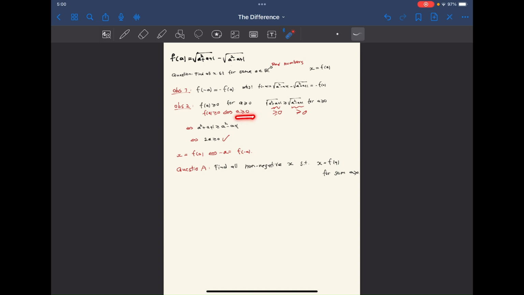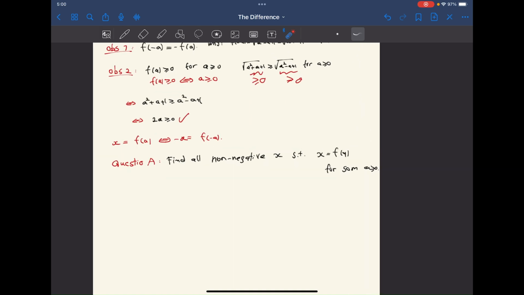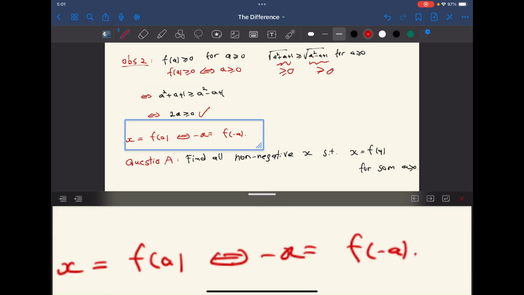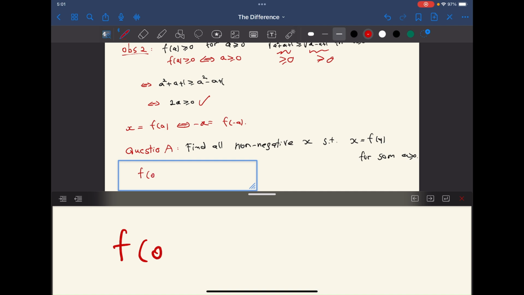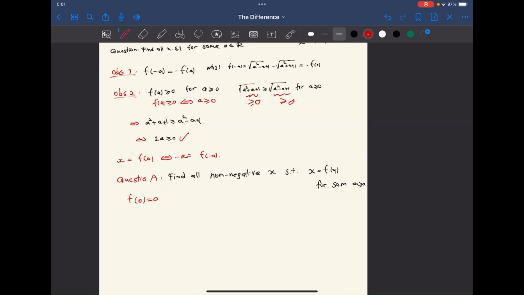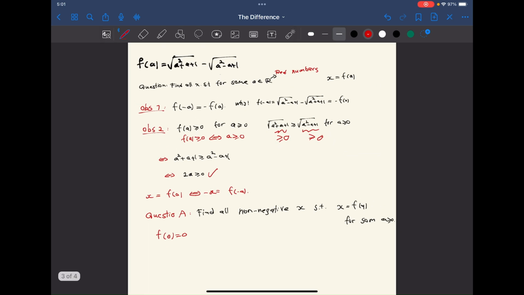And so we can also say that f of a is non-negative if and only if a is non-negative. Okay, so now I'm reduced to non-negative values for a. And notice that f of 0 is 0, right? Here we have the first few observations.